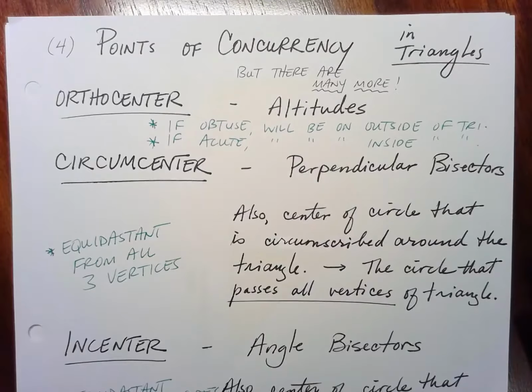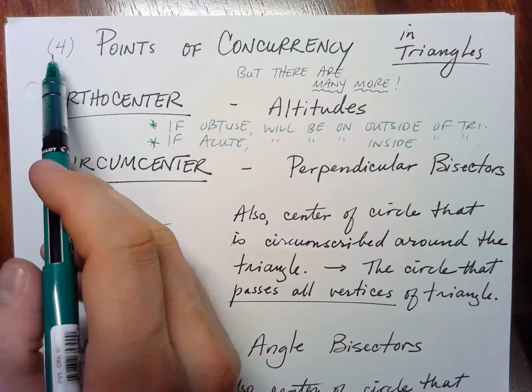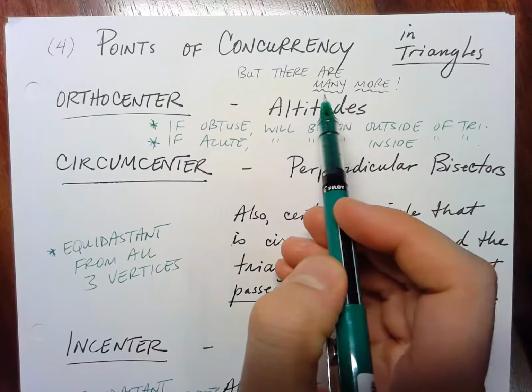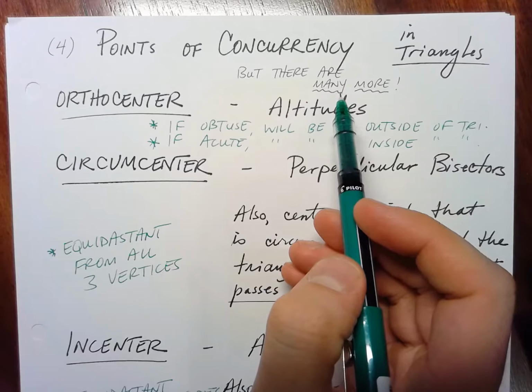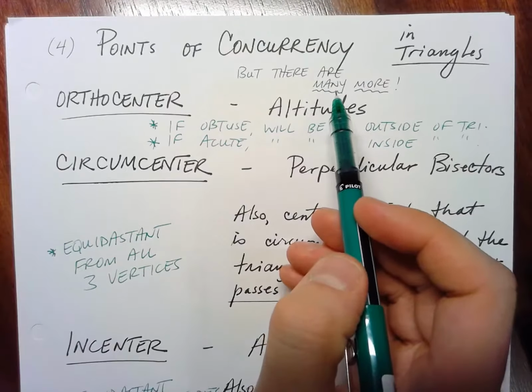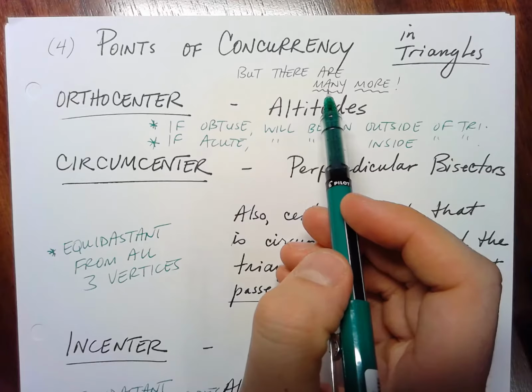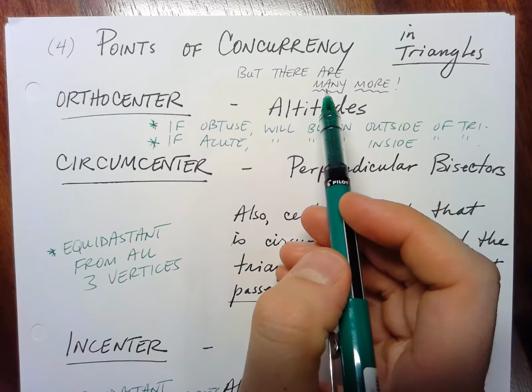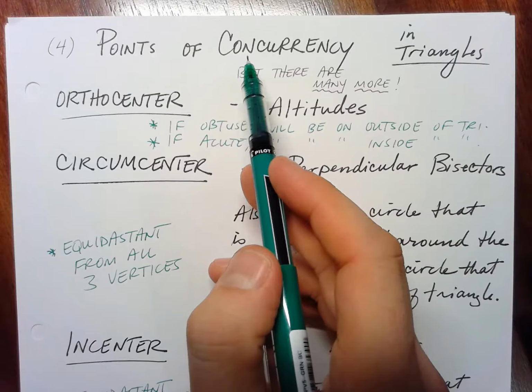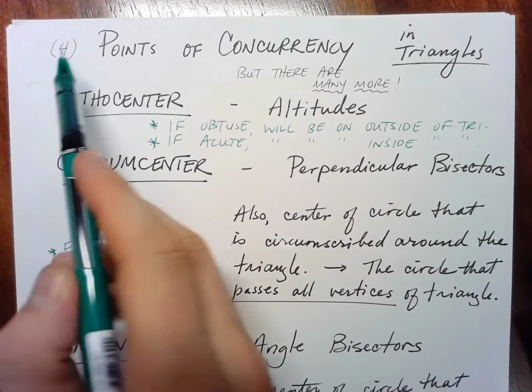This is a really interesting topic, points of concurrency in triangles. So again, we're going to be adding to what we understand about triangles, and I promise you that there is more going on than you expect. There are four that we're going to learn about, 4 points of concurrency, but there are many, many more, and I can show you a list sometime if you're interested. I think that there are probably 30 or 40 or maybe even 50 different points of concurrency in triangles. We're only going to learn the 4 of the most basic ones.